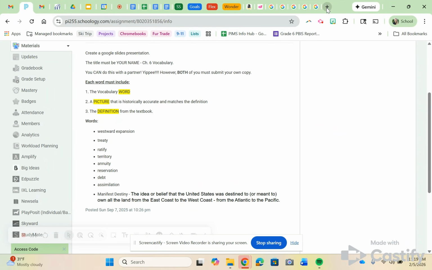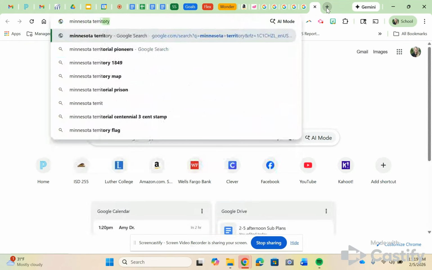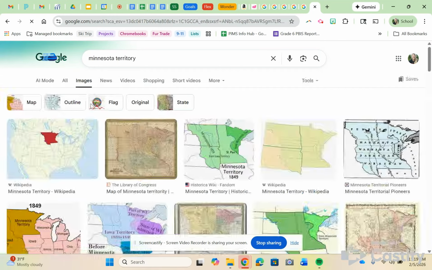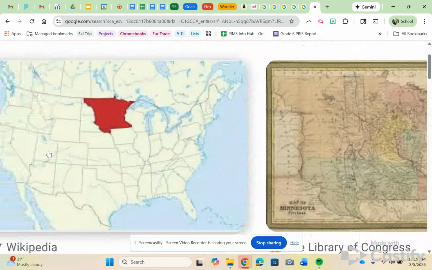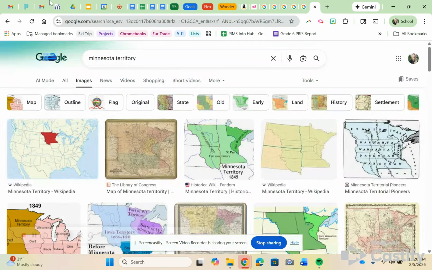Please search Minnesota territory. So if you go Minnesota territory, then you will see images that look like this. This is Minnesota territory. That's what the whole territory looked like before 1849. Between 1849 and 1858, this was Minnesota territory right there. You'll notice it has part of the Dakotas in it as well. So that's Minnesota territory.